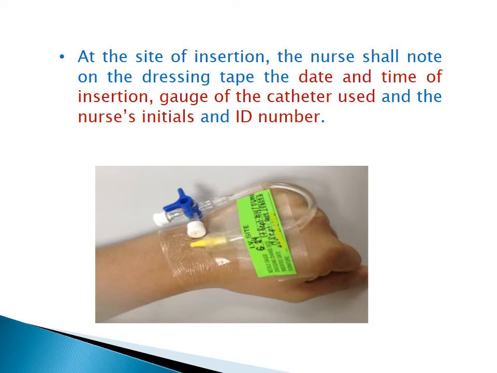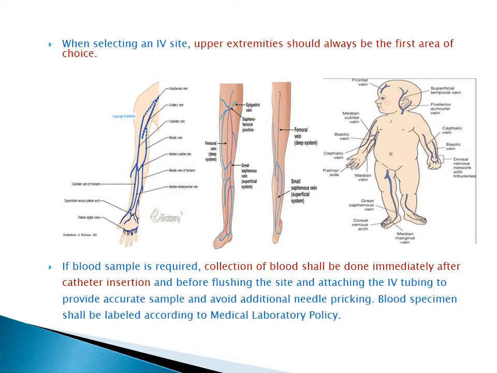At the site of insertion, the nurse shall note on the dressing tape the date and time of insertion, gauge of the catheter used, and the nurse's initials and ID number. When selecting an IV site, upper extremities should always be the first area of choice, and from distal to proximal area. If a blood sample is required, collection of blood shall be done immediately after catheter insertion, and before flushing the site and attaching the IV tubing to provide an accurate sample, and to avoid additional needle pricking. Blood specimen shall be labeled according to medical laboratory policy.